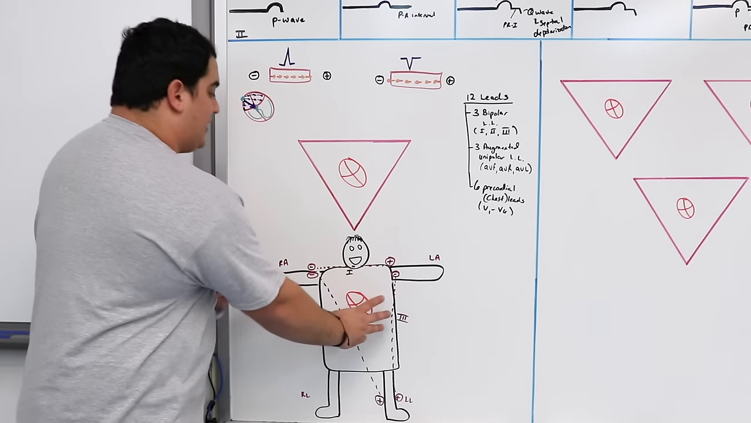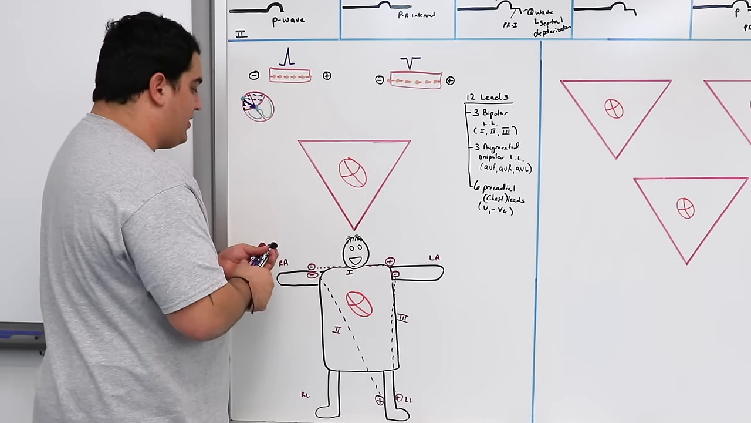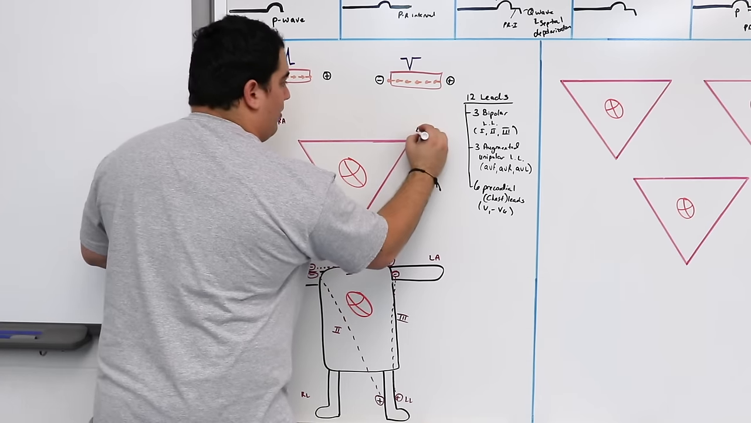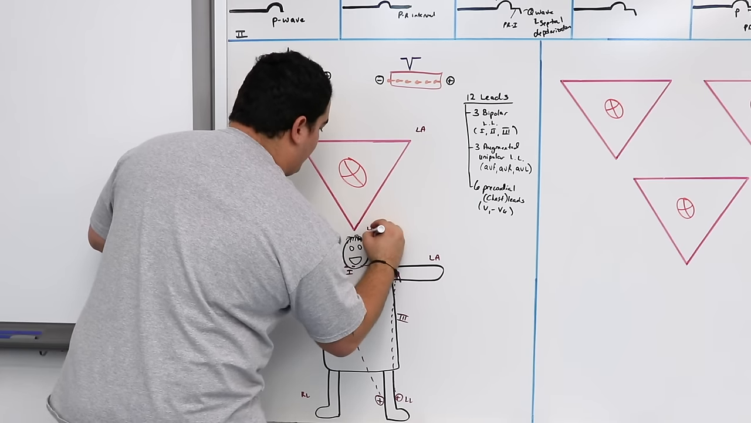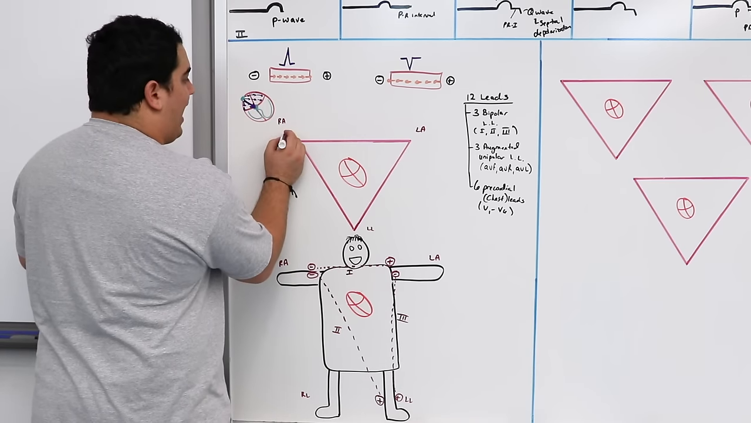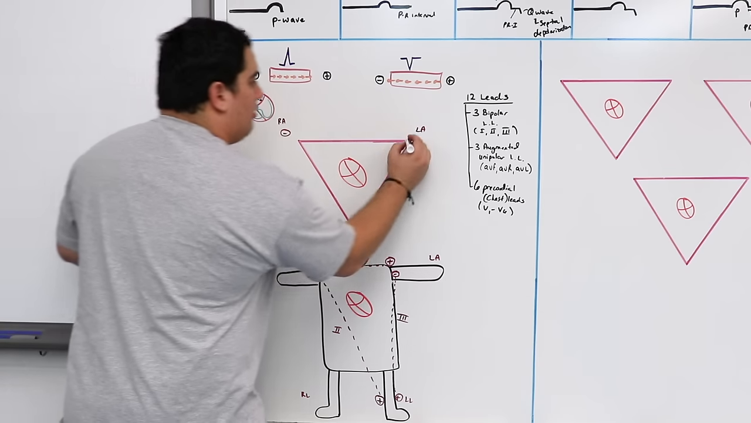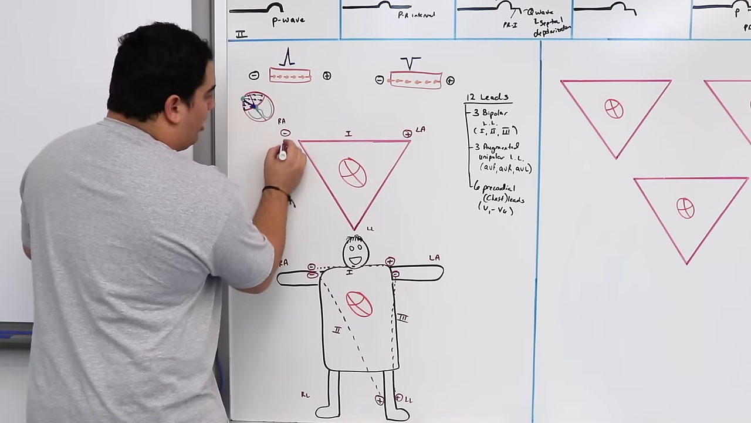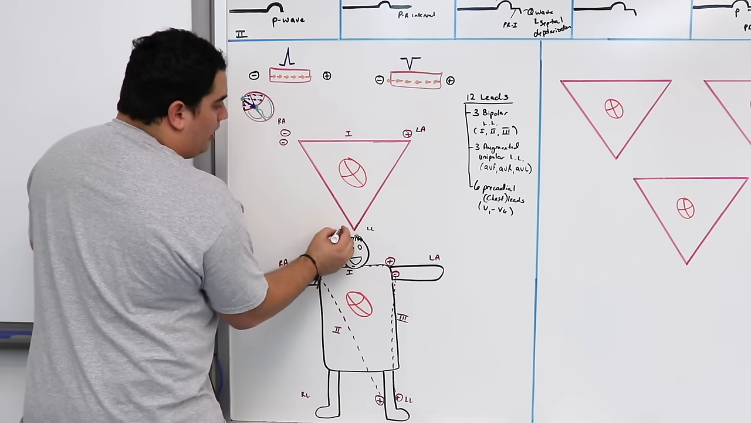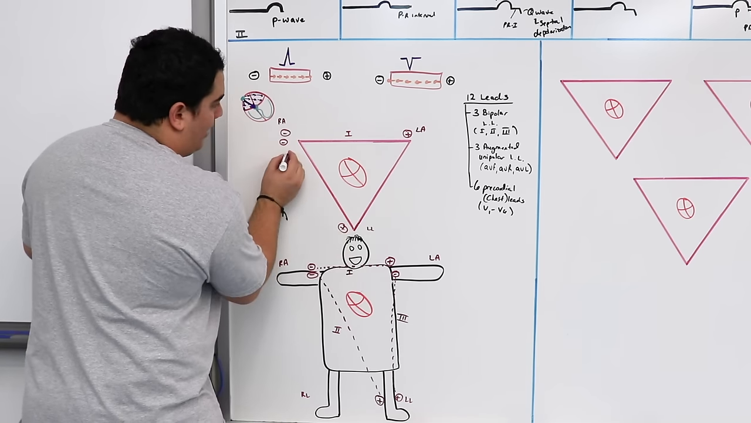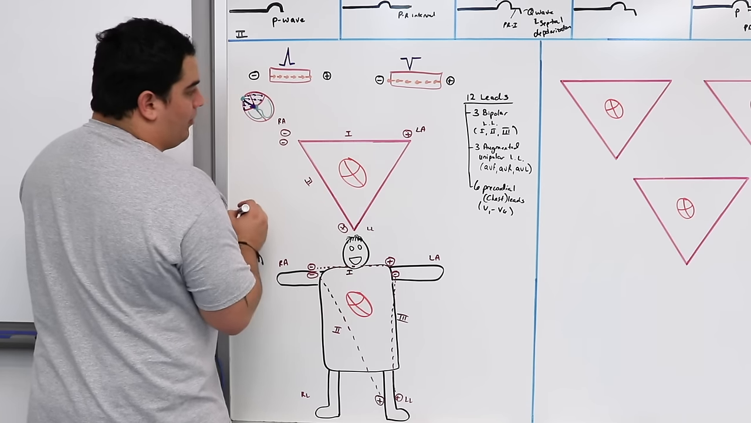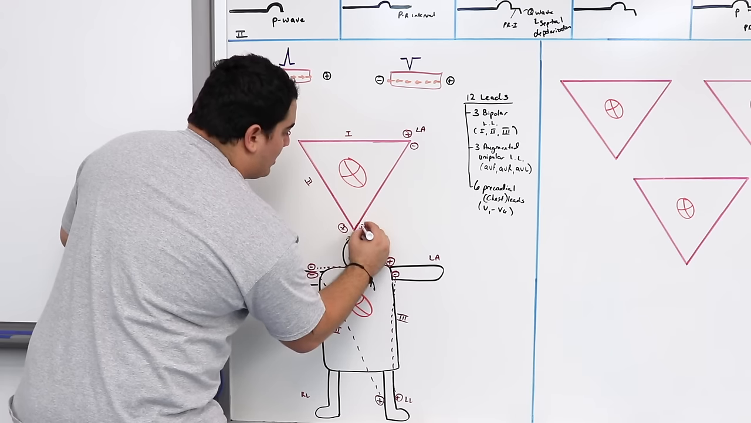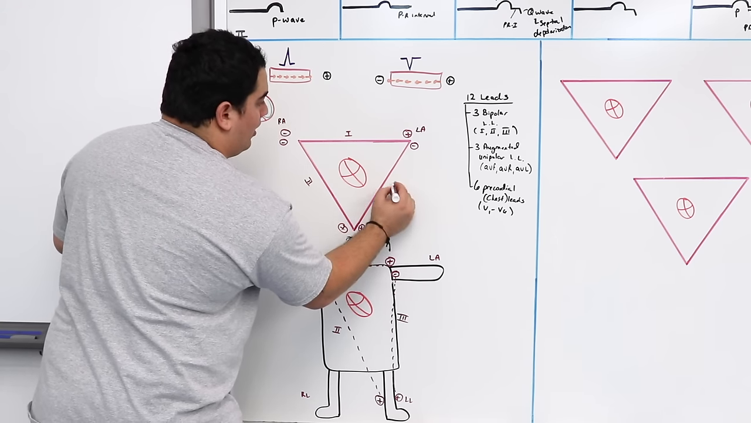All right, so now we're just gonna superimpose this onto here, right? Very simply, what do we have on this side? Right arm, left leg. We're gonna have a negative electrode here and a positive electrode over here. That's gonna give you lead one. Then we're gonna put another negative electrode on the right arm and a positive electrode on the left leg. That's gonna give you lead two. We're gonna put a negative electrode on the left arm and another positive electrode on the left leg. That's gonna give you lead three.